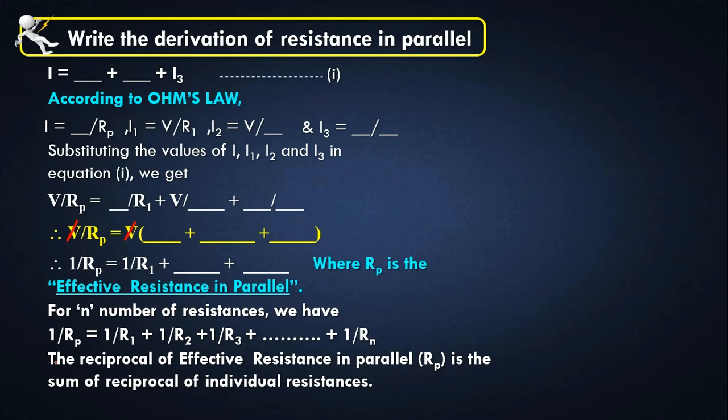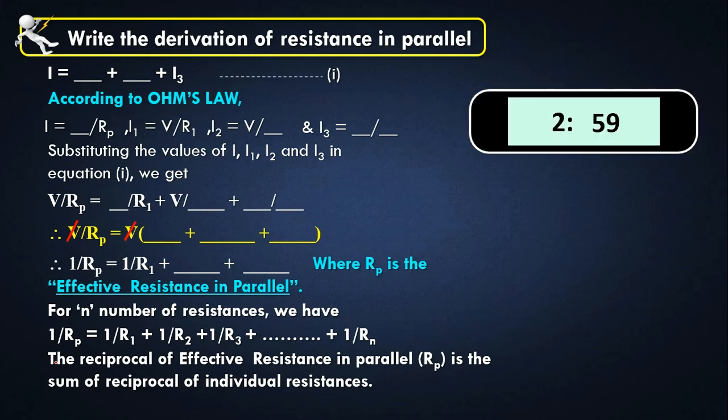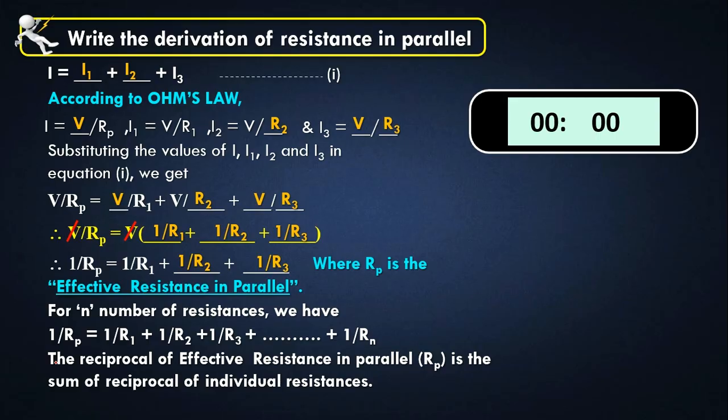Now write the derivation of resistors in parallel. So you will get 3 minutes time. So we know that I is I1 plus I2 plus I3, and here V by R1, V by R2, V by R3, and then V by Rp is equal to V by R1 plus V by R2 plus V by R3. Okay, V gets cancelled. So 1 by Rp is equal to 1 by R1 plus 1 by R2 plus 1 by R3. Okay, so this is the equivalent resistance when three resistors are connected in parallel.